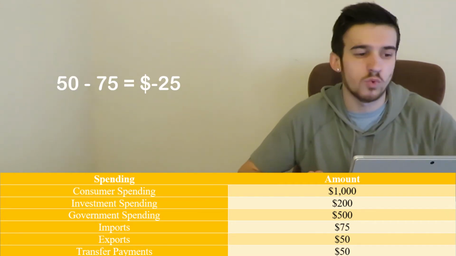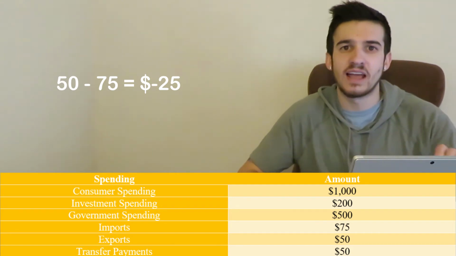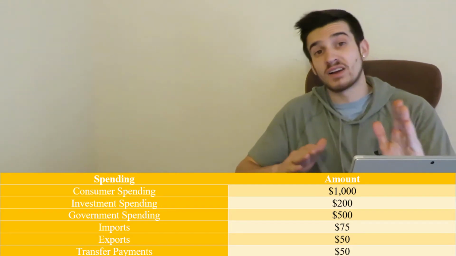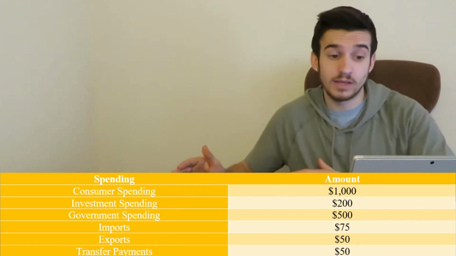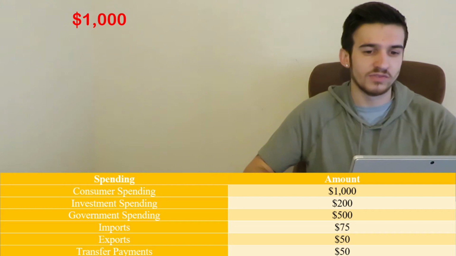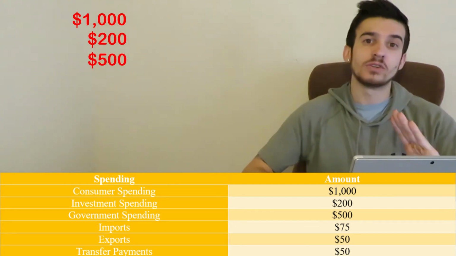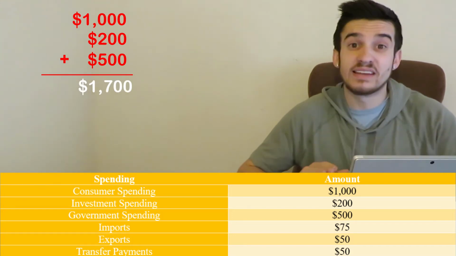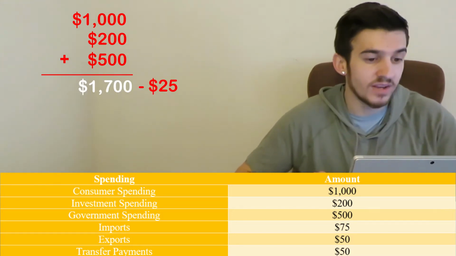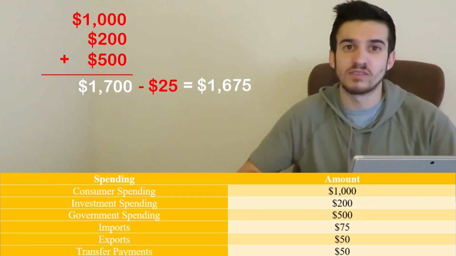Since we imported $25 more in goods than we exported, our net export is going to be negative $25, which is going to actually subtract from our total GDP. We then follow the formula and take $1,000 of consumer spending plus $200 of investment spending, and then for government spending we add $500. We now have a total of $1,700. We then take away the $25 for our trade deficit, and that leaves us with a GDP of $1,675.